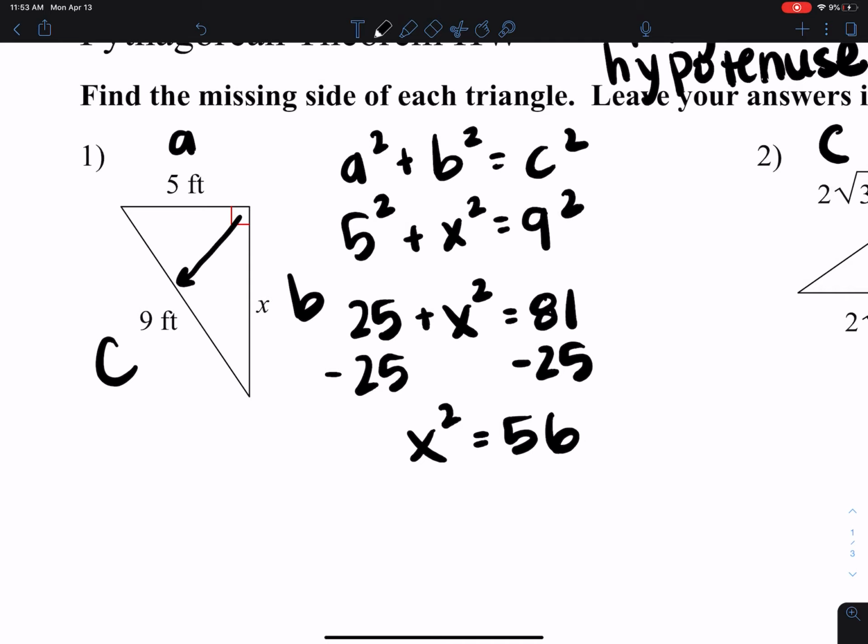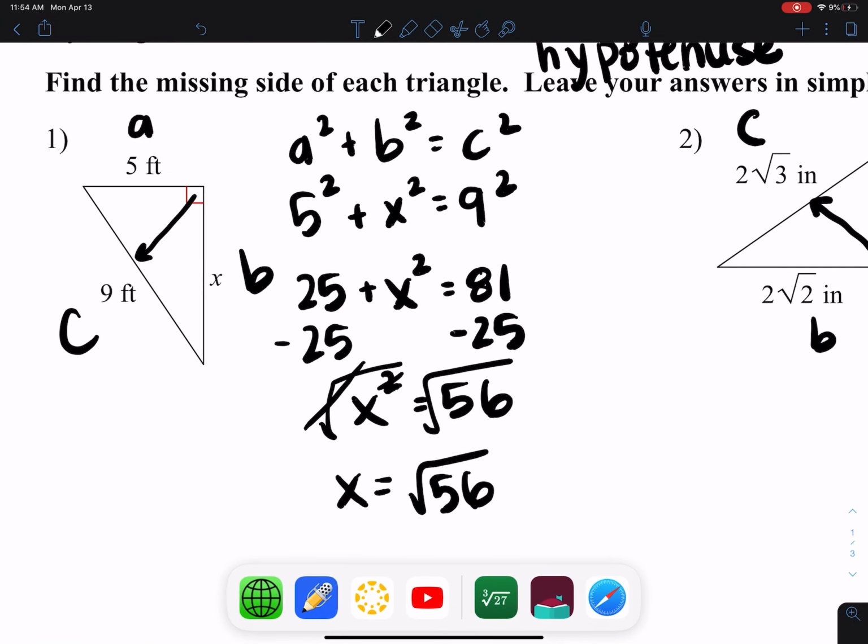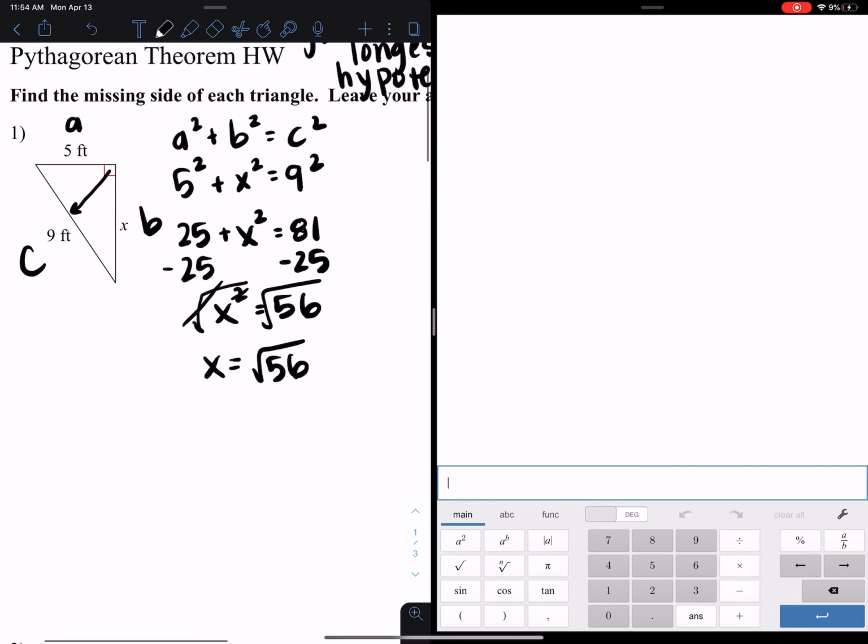Now to get this X by itself, the opposite of squaring something is taking the square root. So that square and square root cancel each other out. So we get X equals the square root of 56. And I don't know what that is off the top of my head, so I'm just going to pull up the Desmos scientific calculator over here. And I'm going to type in the square root of 56. So that tells us that the decimal answer is approximately 7.48. And that's all you have to do.